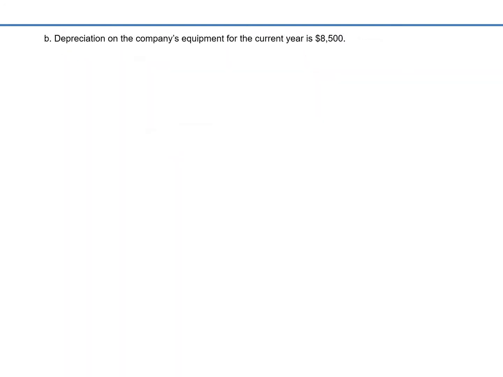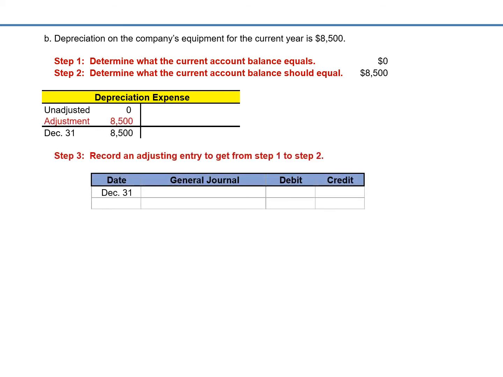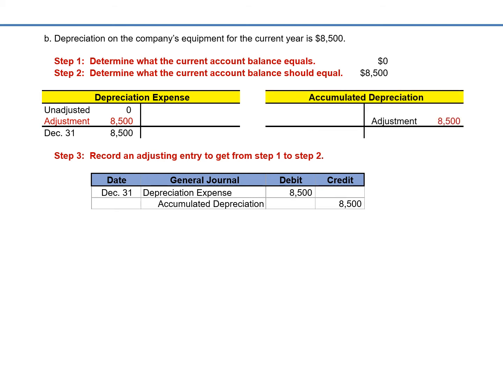In letter B, depreciation on the company's equipment for the current year is $8,500. Our depreciation expense is currently 0. It needs to be $8,500. We increase expenses with debits. A debit of 8,500 gets us from 0 to 8,500. Debit depreciation expense 8,500 and credit accumulated depreciation of 8,500. Remember, accumulated depreciation is a contra asset account, so we increase it, doing the opposite of what we do with all of our other asset accounts.